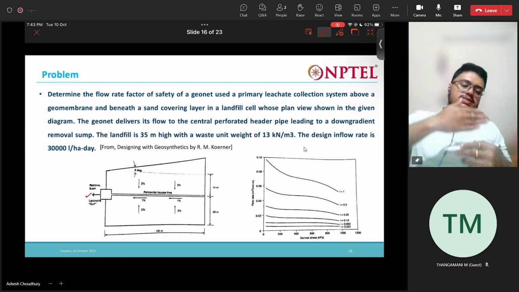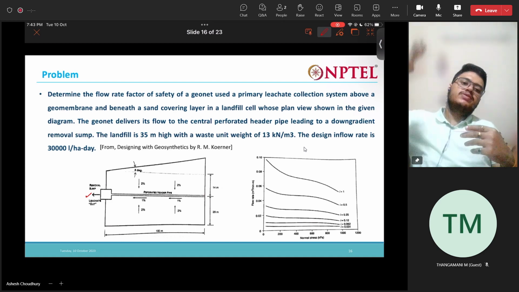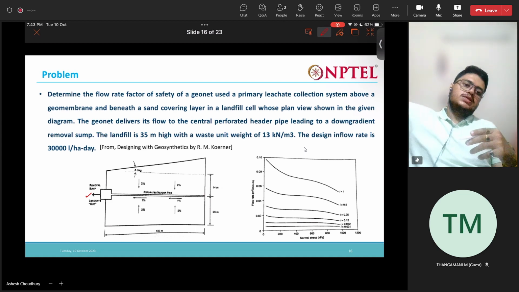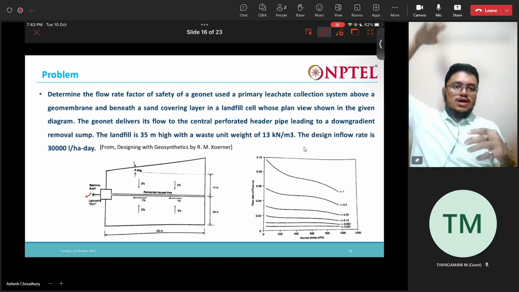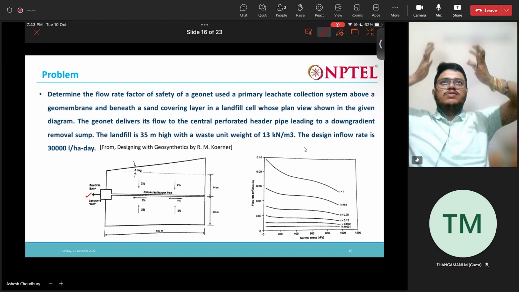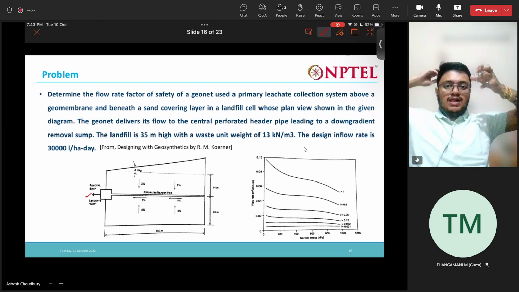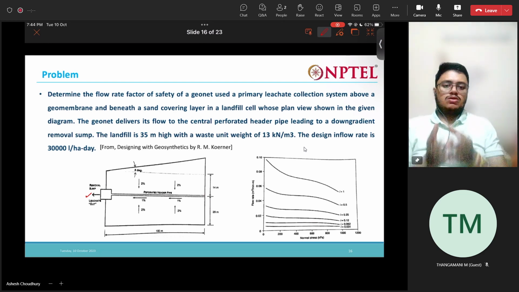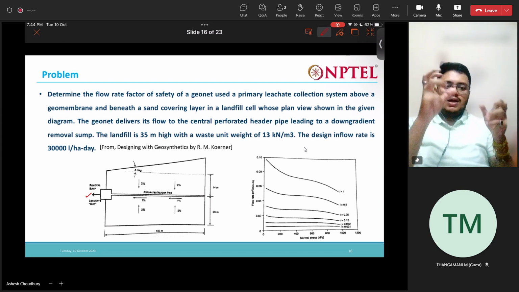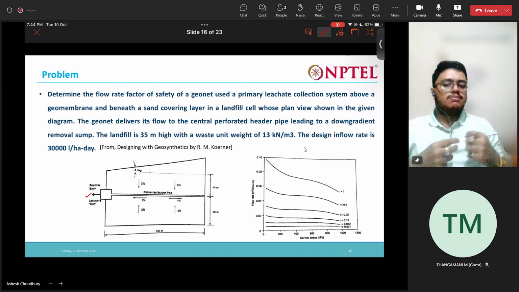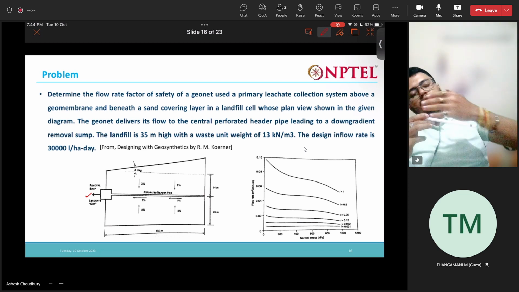So this is the plan view, and above this we have the landfill. Above this we have the huge landfill. The landfill is going to generate some leachate, that is some liquid, from the solid waste or bio waste, whatever it is. That liquid is actually nothing but the leachate. We have to drain that leachate out.